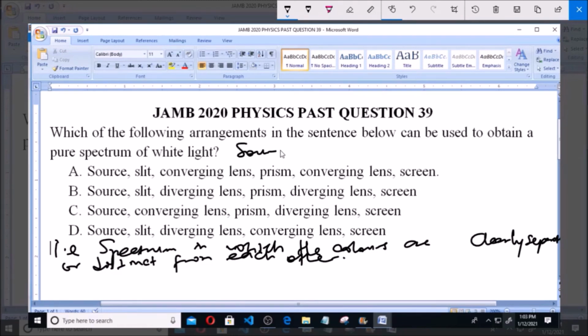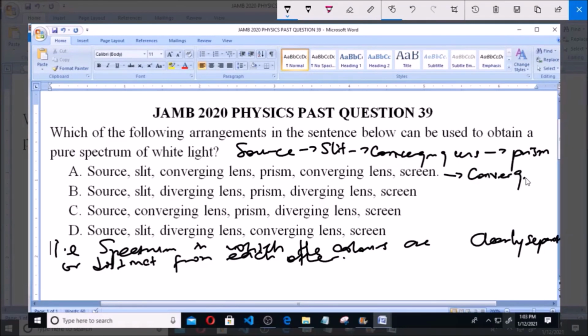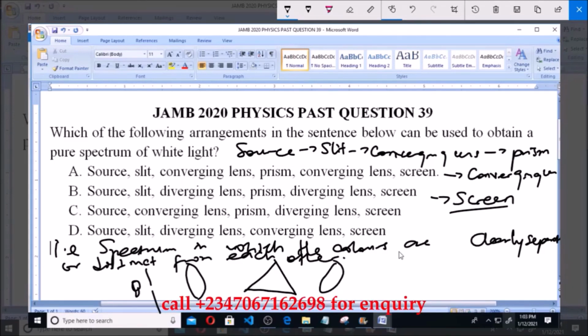First, we have the source of light, followed by the slit that provides the tiny aperture for the passage of the light. Then the converging lens will be the next. Then we have the triangular prism, followed by another converging lens, or what we call the convex lens, and then finally we have the screen where the pure spectrum will be observed. And the setup is in this format. You have the source of light, then the aperture, that's the slit. Now we have a converging lens, then the triangular prism, another converging lens, and then finally the screen.